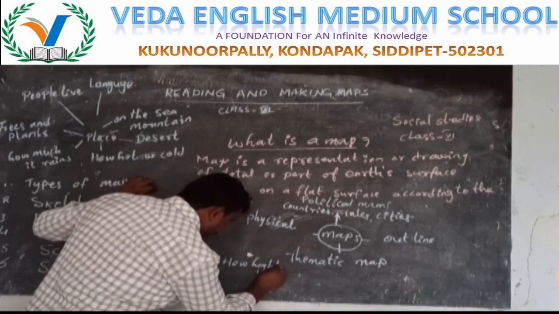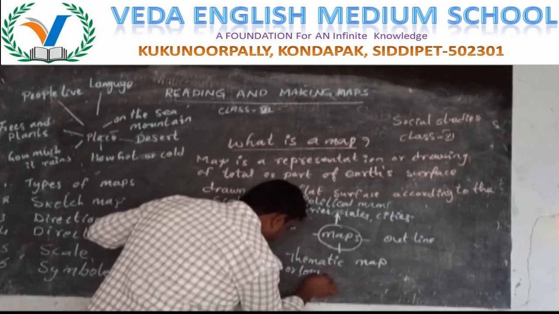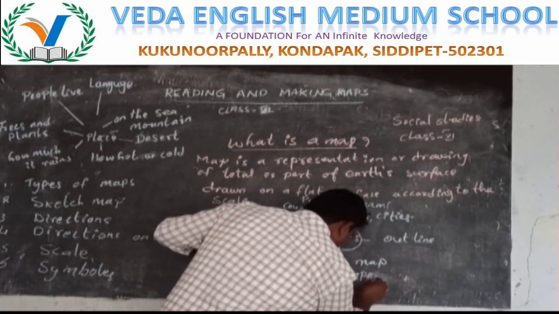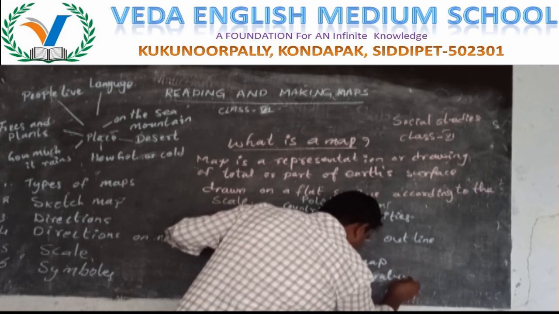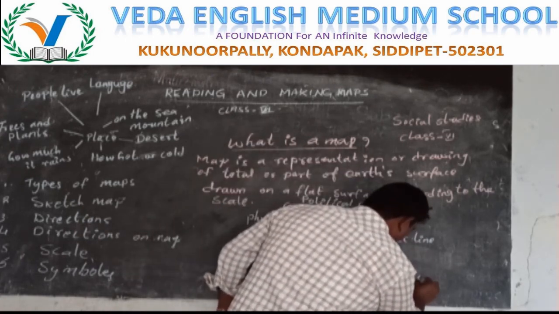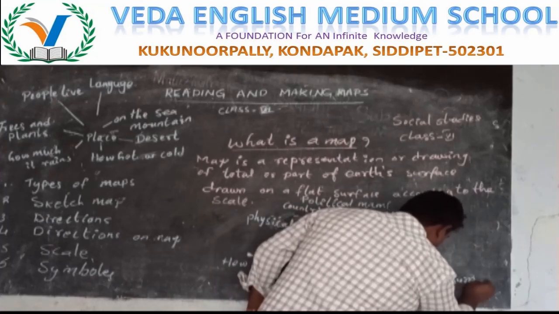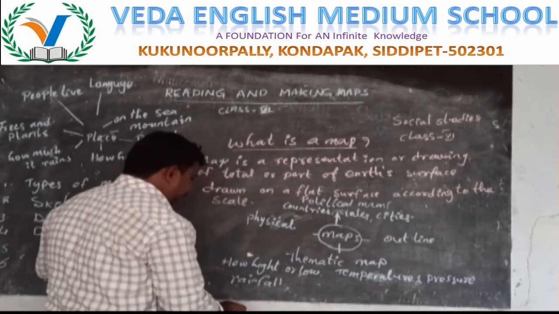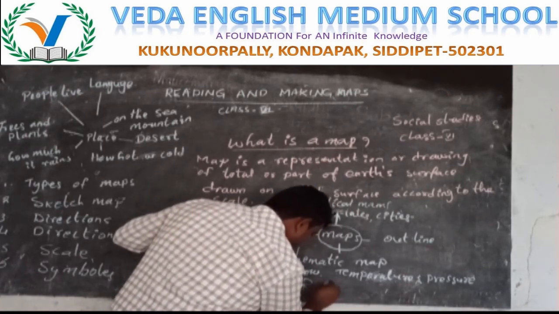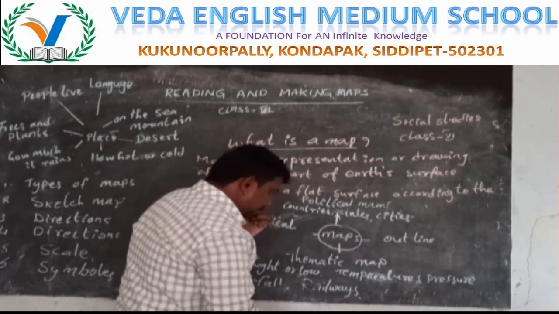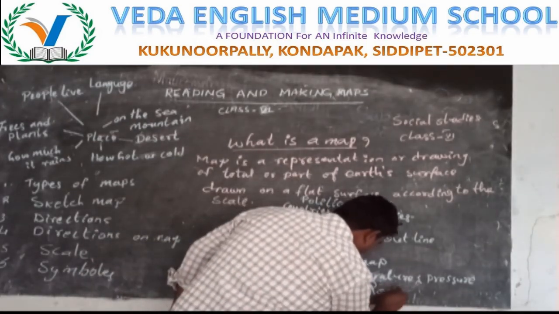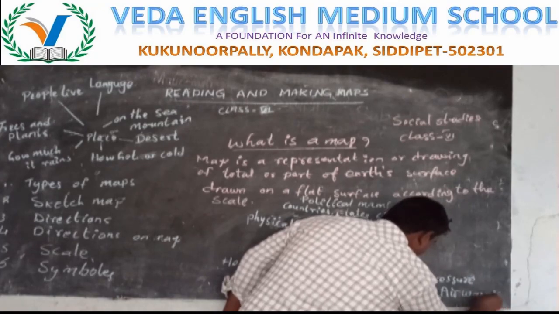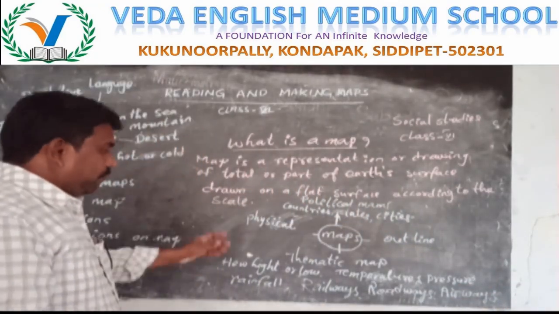How high or low the temperature and pressure, rainfall, railways, roadways, airways, etc. can be known from this map. Next one, what is that?